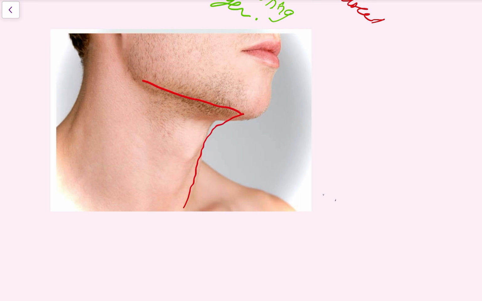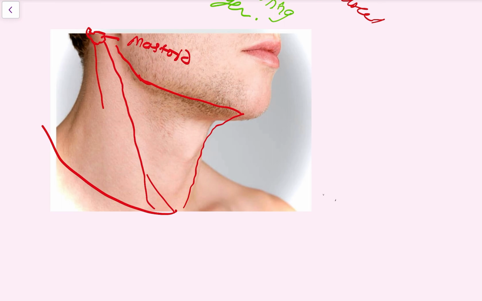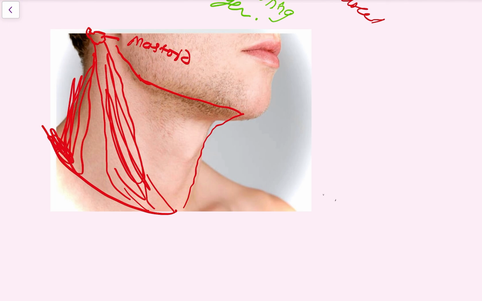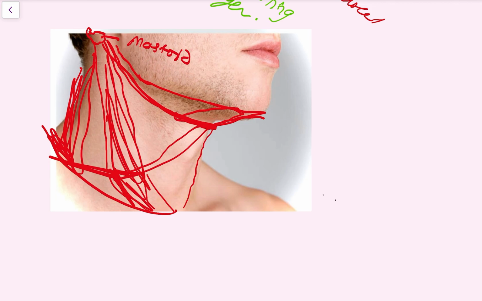Mandible, anterior border, clavicle, and this is the mastoid. Here is the SCM. This is the trapezius. Hyoid bone. And this is where the omohyoid is present. Another muscle left, the digastric muscle. This is the submental triangle. This is the digastric triangle. This is the muscular triangle. This is the carotid triangle. This is the occipital triangle, and this is the subclavian triangle.